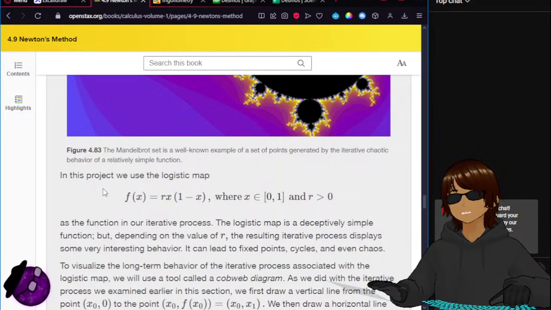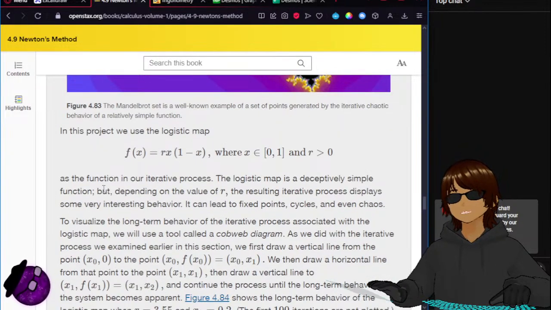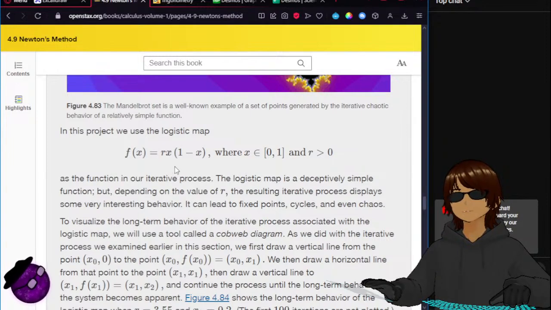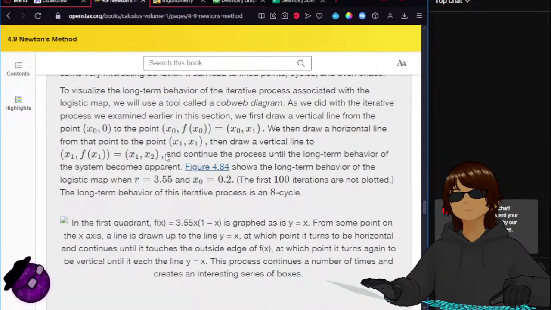In this project, we use the logistic map, r times x times 1 minus x, as a function in our iterative process.